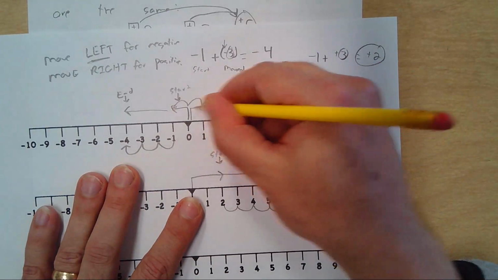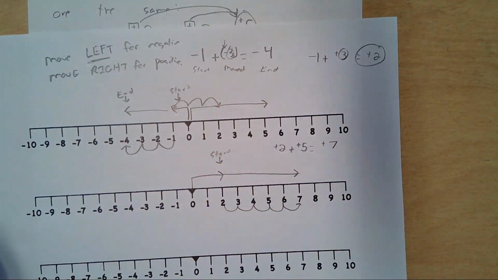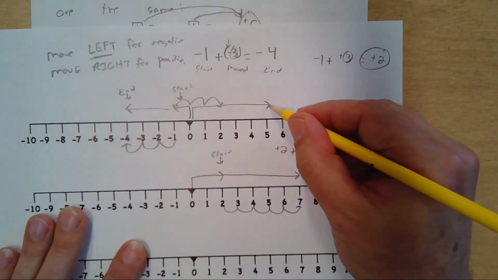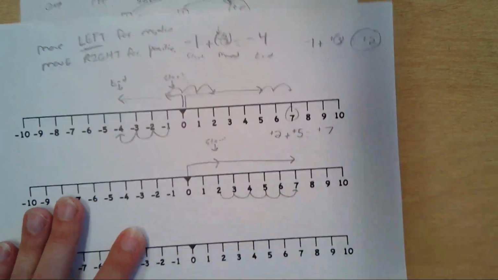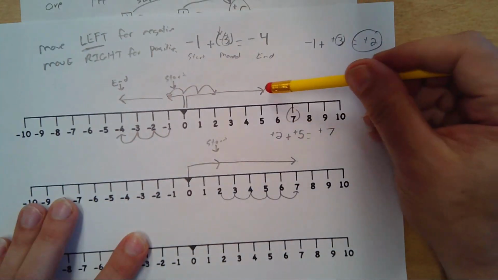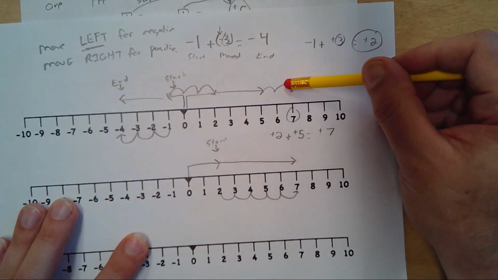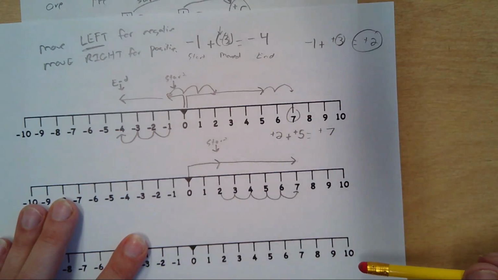So I start at 5 here. Again, I'm just going to draw it this way. So there's where I start, right? Looking at number 5. If I add 2, then I go, okay, 1, 2. Where did I end up? At positive 7. Where did I start? What did I add? Where do I end up?